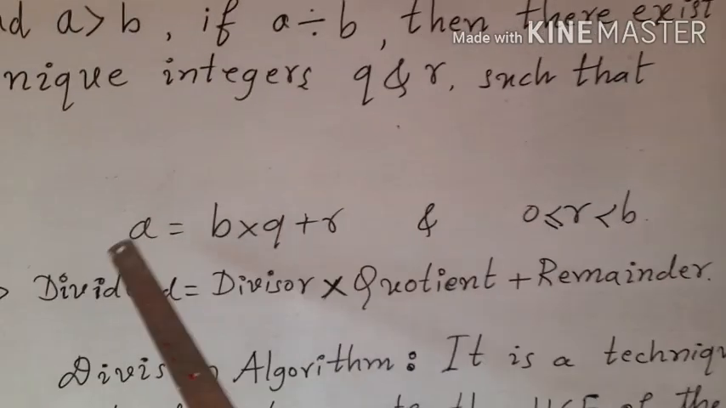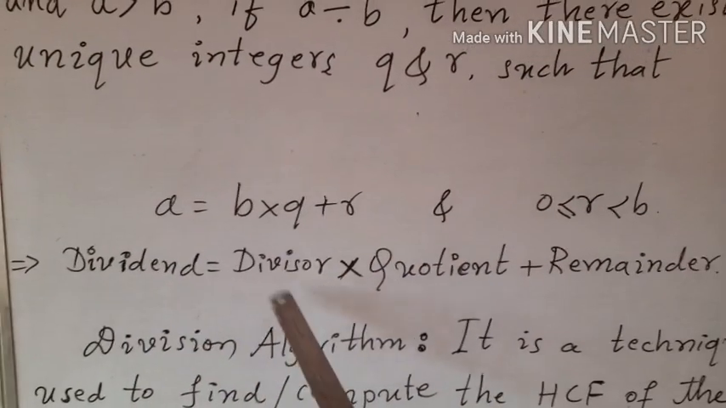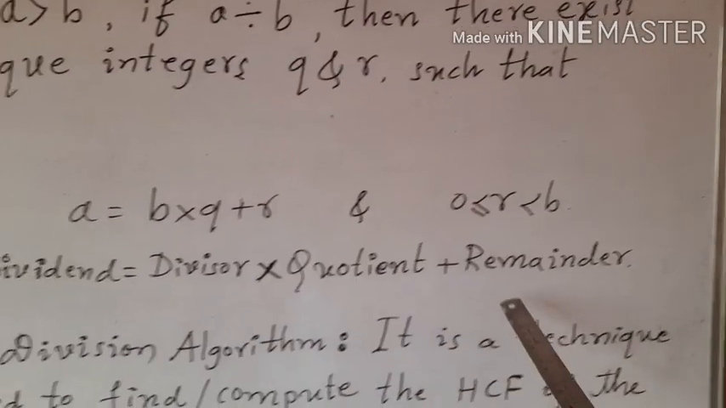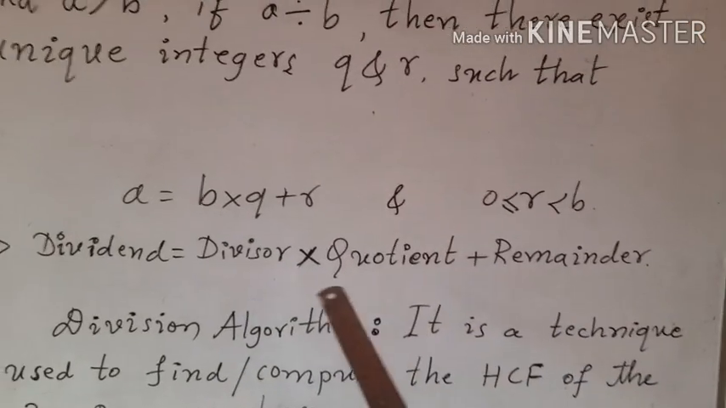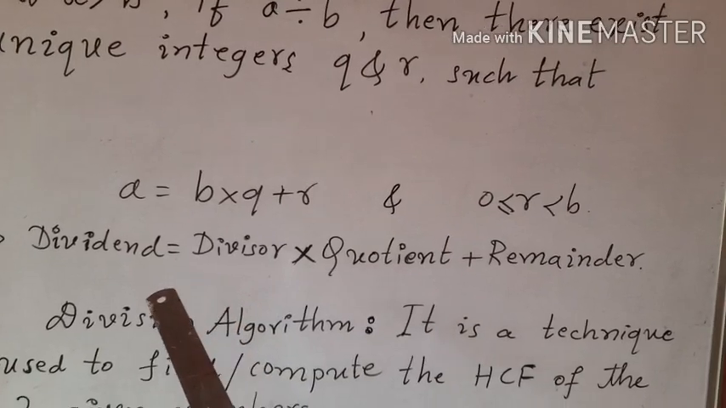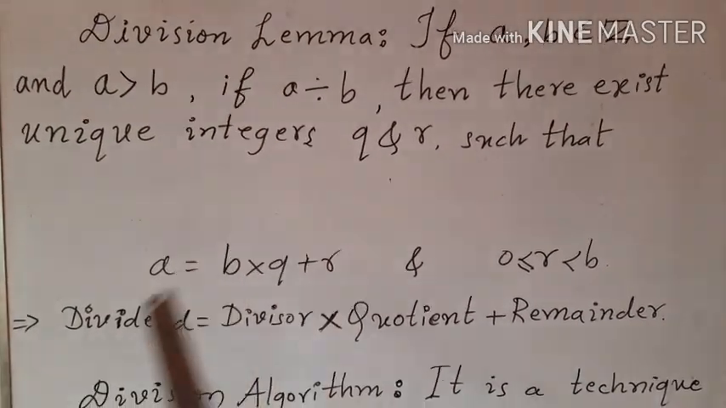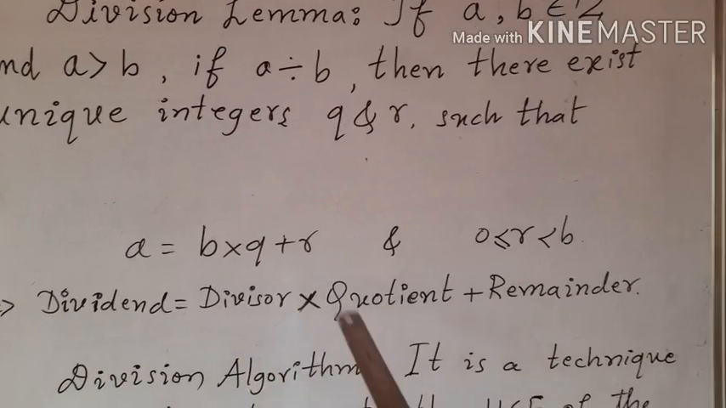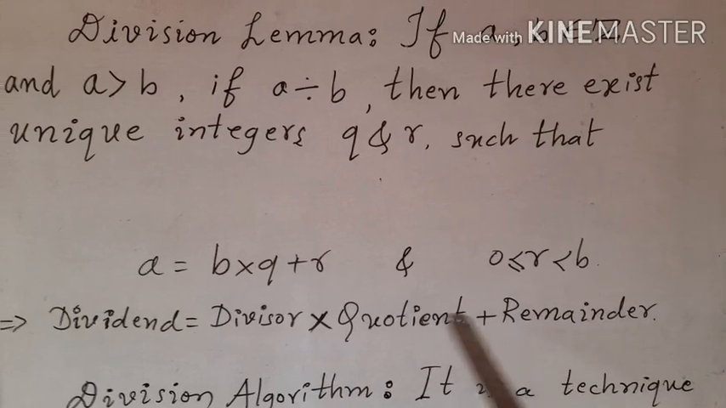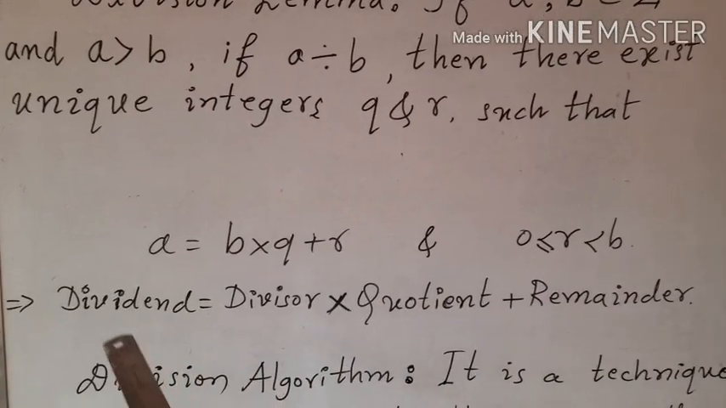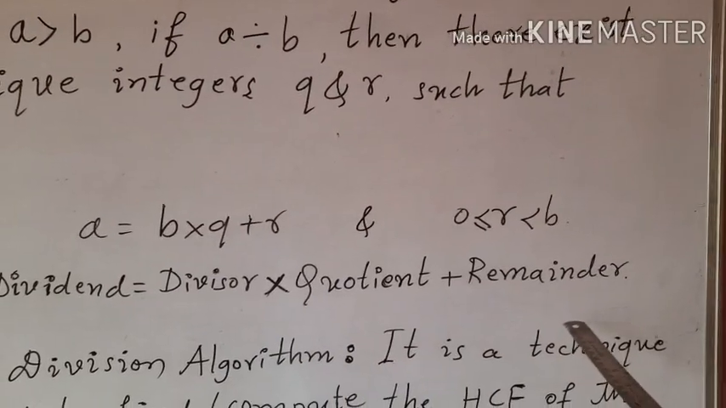So here children, a is equal to b into q plus r means dividend is equal to divisor into quotient plus remainder. In smaller classes, if we are to teach the smaller children, we just teach them as division lemma means dividend is equal to divisor into quotient plus remainder. Even for division algorithm also we teach them as dividend is equal to divisor into quotient plus remainder.